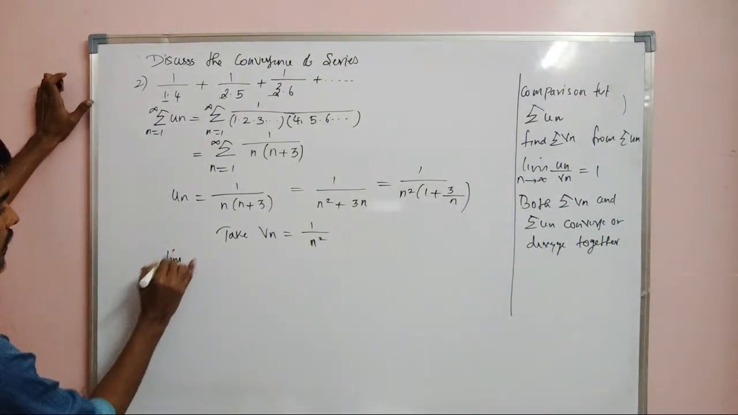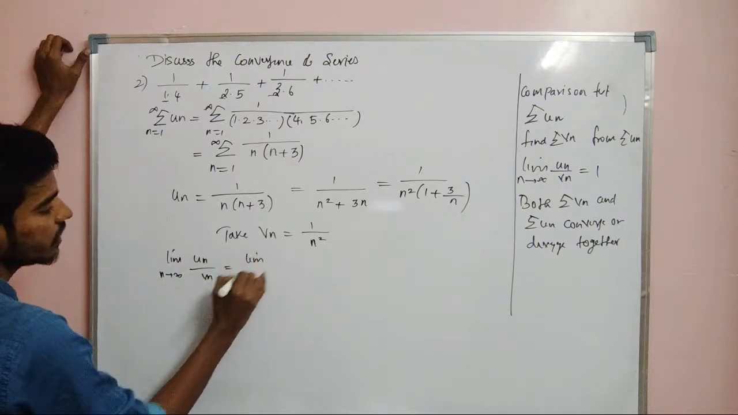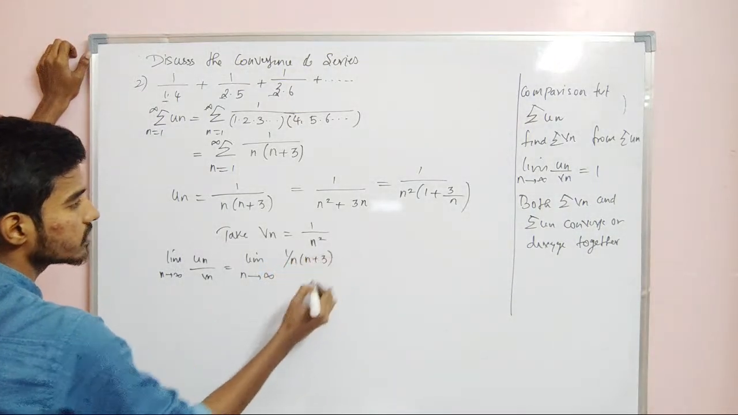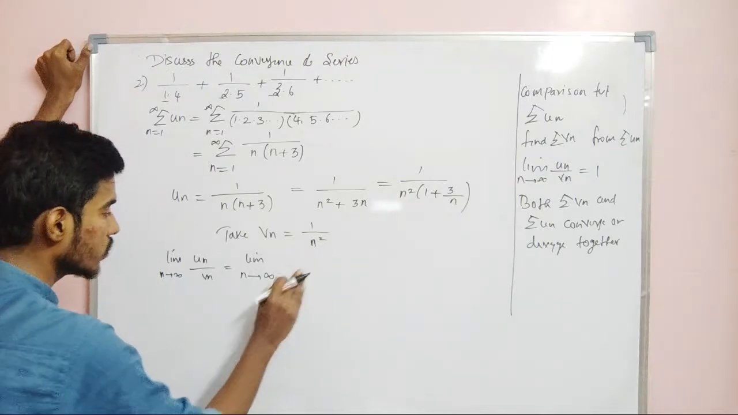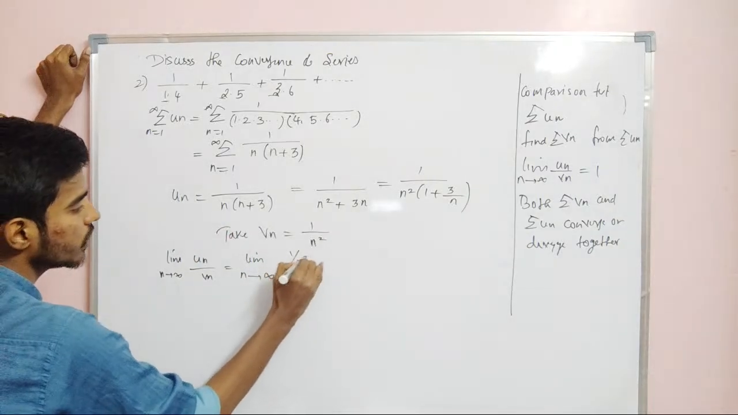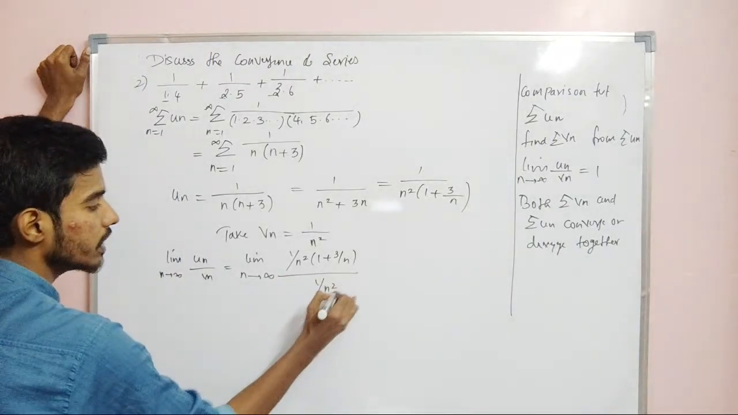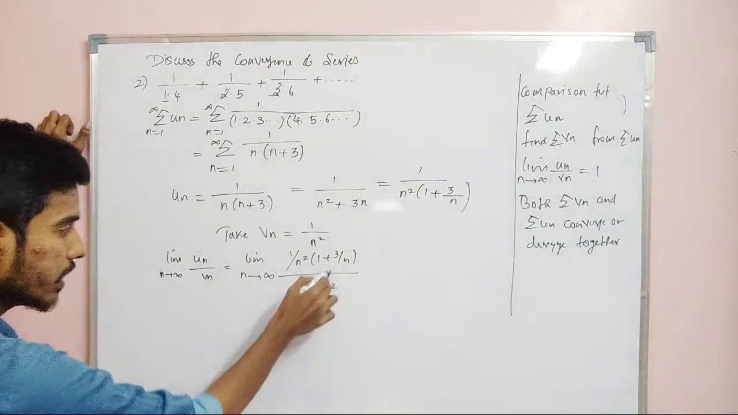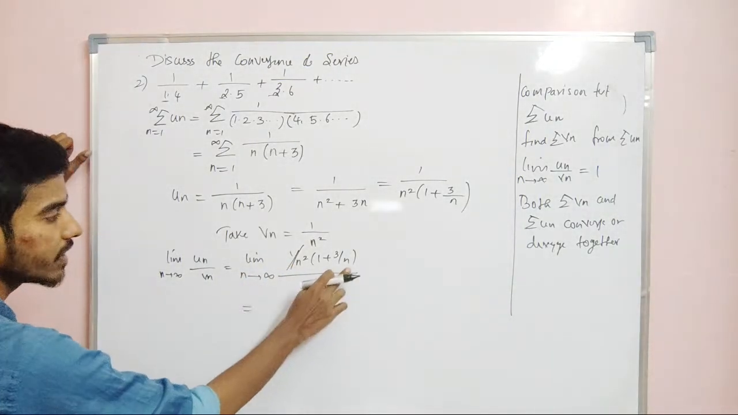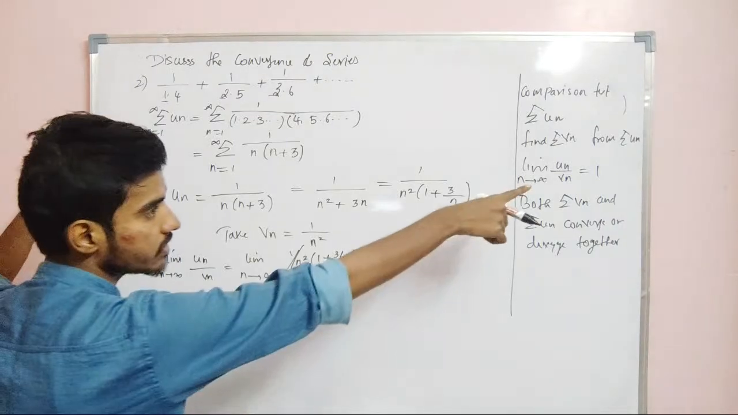Now you find the limit as n tends to infinity of un by vn. Our un is 1 by n into n plus 3, or else we can also take un to be this term, because this term is nothing but a simplification of it: 1 by n square plus 3 by n, and vn is 1 by n square. So the 1 by n square cancels. As n tends to infinity, 3 by n tends to 0. So we will have 1 plus 0, which is equal to 1.